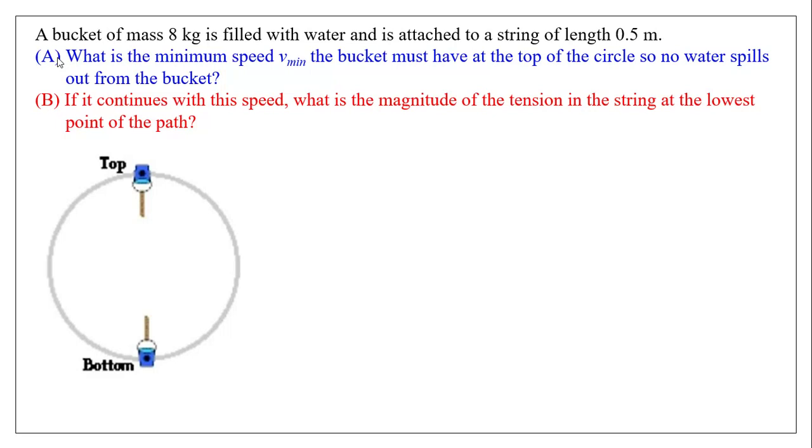Alright, so here we have a bucket of mass 8 kilograms. It's filled with water and it's attached to a string of length 0.5 meters. Part A asks us what is the minimum speed of the bucket that it has to have at the very top so that the water does not spill. And then part B says if it continues with the speed, what is the magnitude of the tension in the string at the lowest point of the path.